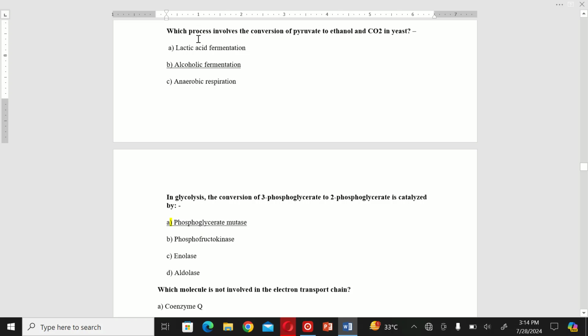The next MCQ is which process involves the conversion of pyruvate to ethanol and CO2 in yeast? A. Lactic acid fermentation, B. Alcoholic fermentation, C. Anaerobic respiration. So the correct option is B.